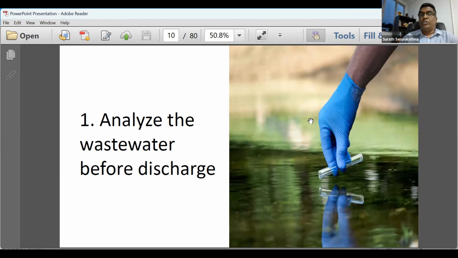But we want to understand the existing quality of our wastewater. Therefore, it is better to get an idea about the quality by analyzing a wastewater sample. Most of you know the general conditions of domestic wastewater. It means black and gray water, but analyzing industrial wastewater is compulsory.